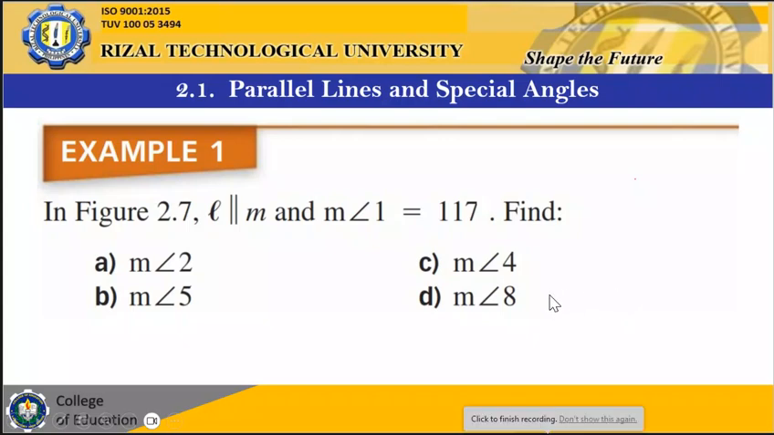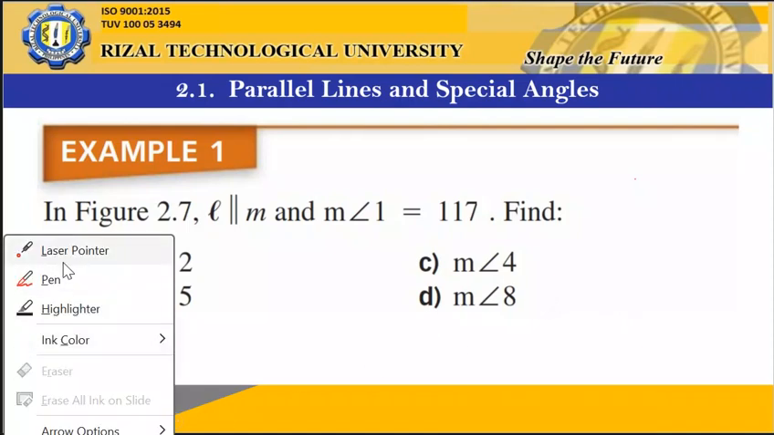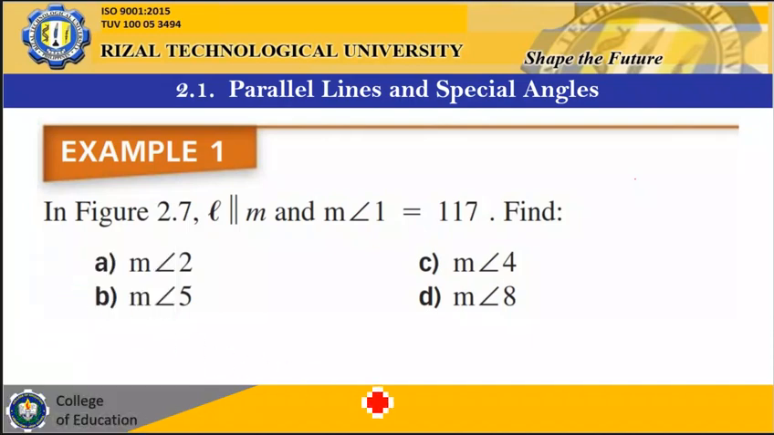Okay, so let's apply all the concepts that we learned in the previous video using this example. We have here that line L is parallel to line M, and the measure of angle 1 is equal to the measure of angle 7. Let's find the measure of angle 2, the measure of angle 5, the measure of angle 4, and the measure of angle 8. Okay, but before that, let's illustrate first our given.